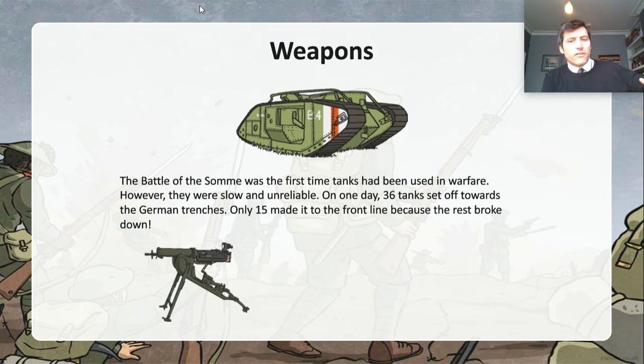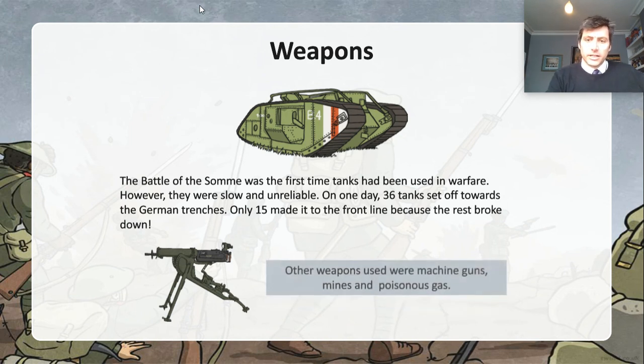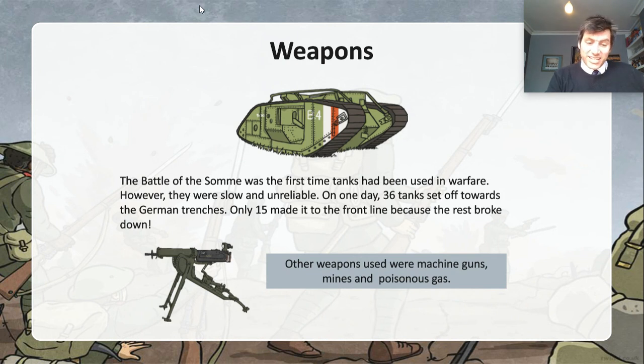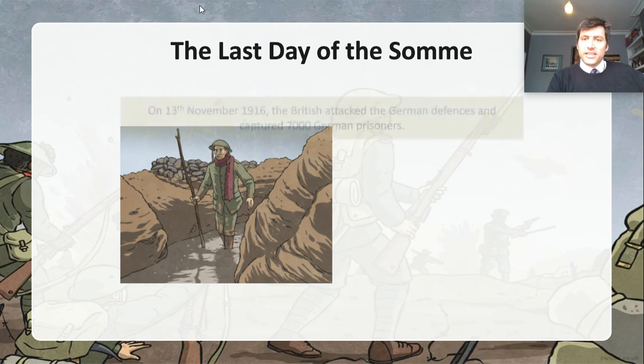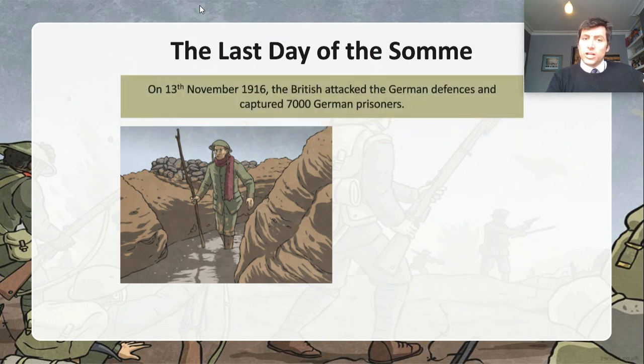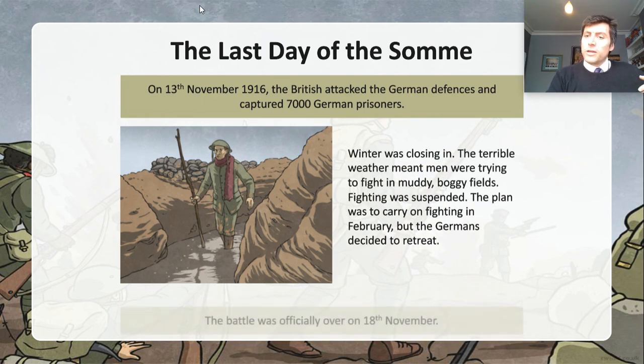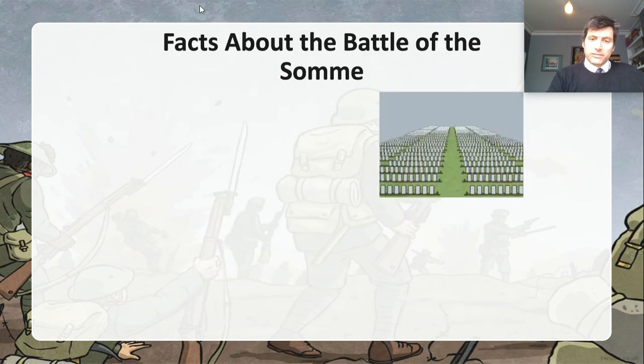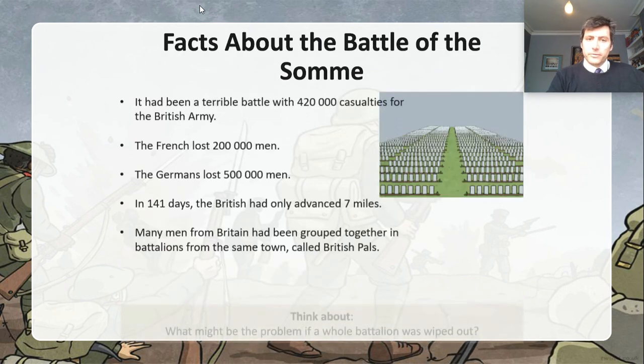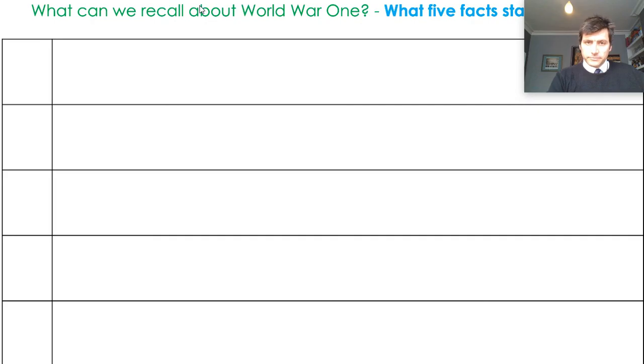The tanks still weren't very good. Only 15 of the 36 tanks which were used on the first day in the Somme actually made it to where they were supposed to. Lots of them broke down. However, they had new weapons that killed better: machine guns, mines, gas, killing people. At the end of the Somme, then, the Germans eventually were captured. 7,000 were captured. But it had taken more than 1 million people for this battle to finish. Okay, so 1 million people in total.